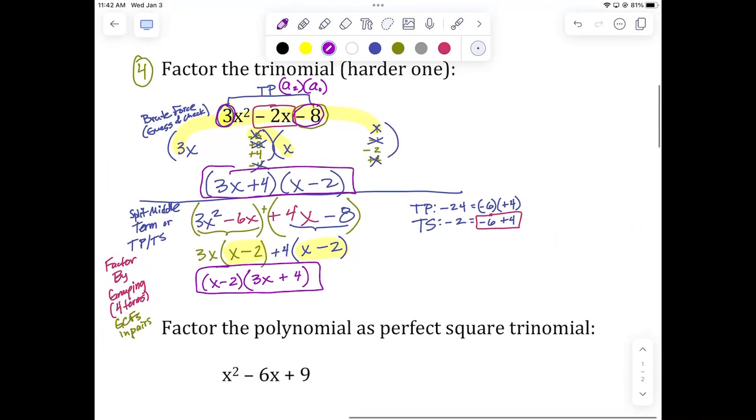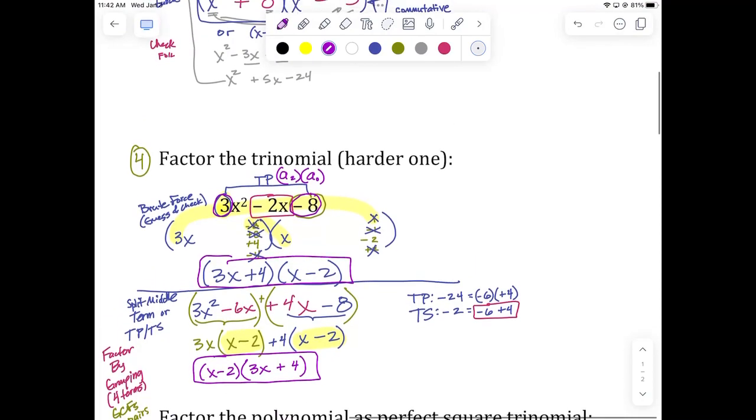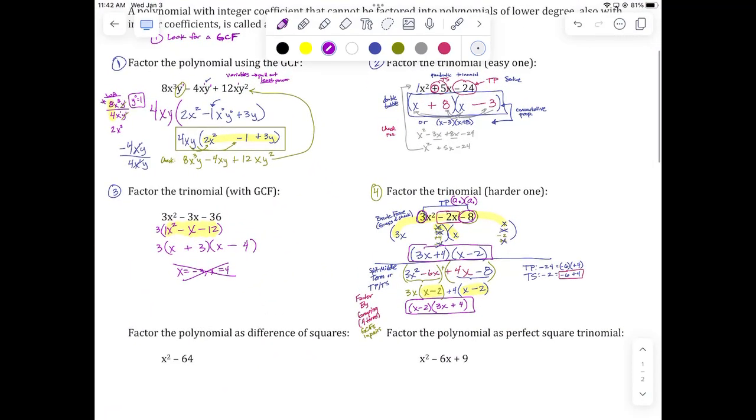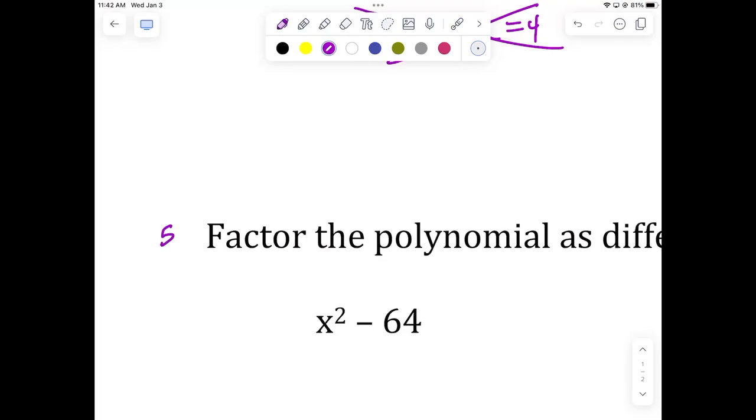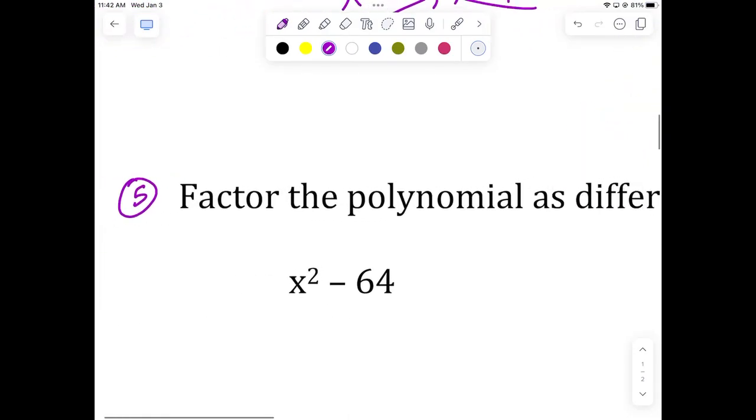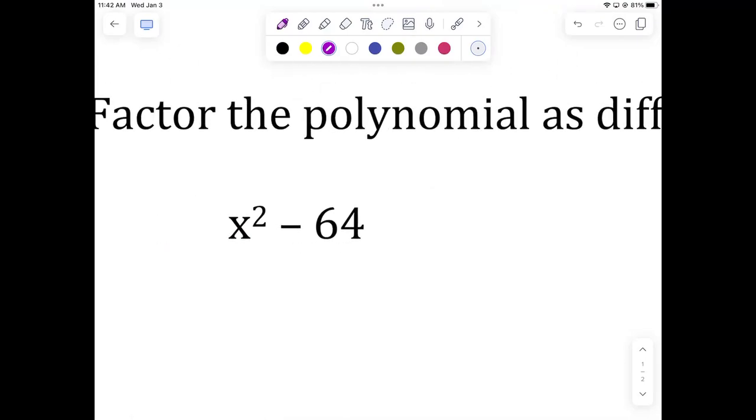Okay. All right, let's move across here. Number 4, well, that was across, so let's come down here. This is number 5. Factor the polynomial as a difference of squares. Okay. X squared minus 64. That's a single variable, x, and there's no x term. See that? There's just an x squared term. We're missing the linear term. So it is written in standard form.